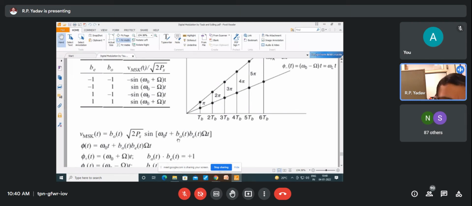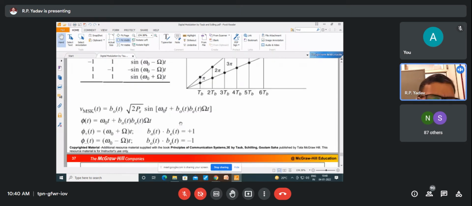Now, what we can make out from this phase expression: for φ plus, ω0 plus σt, B0 B(t) has to be positive. And for φ minus, ω0 minus σt, B0 B(t) has to be -1. Now, if you look at this equation, suppose my phase change is 2 pi.